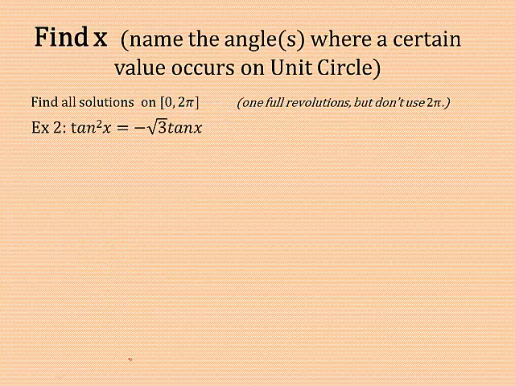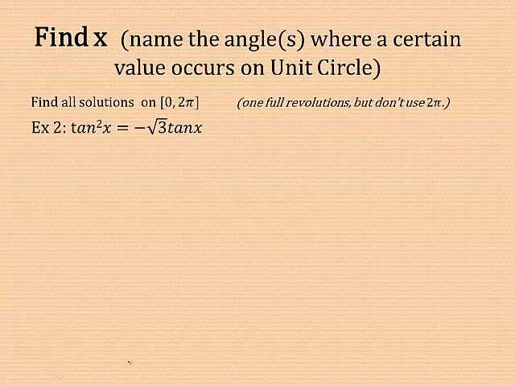All right, tangent squared x equals negative square root of 3 tangent x. What's different is you got tangents on both sides of the equation. One is squared and one is not. So what you're going to need to do is move this guy over to the right side. So you're going to start by setting it equal to 0. Okay, so moving everything to one side.